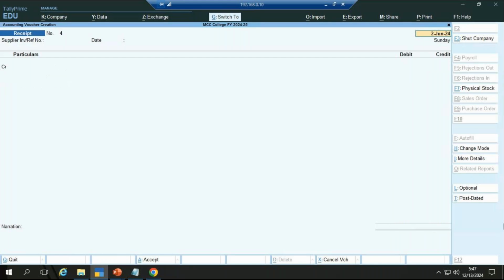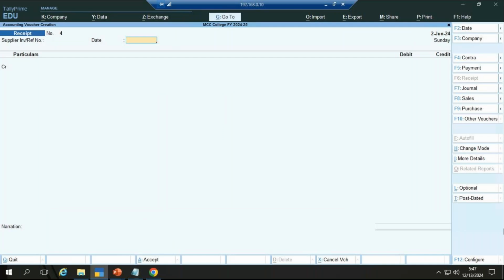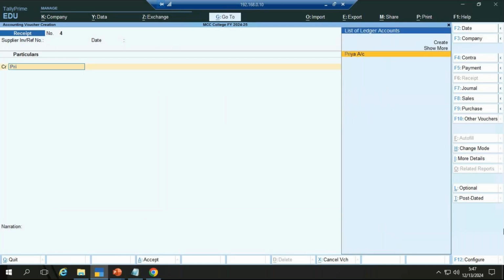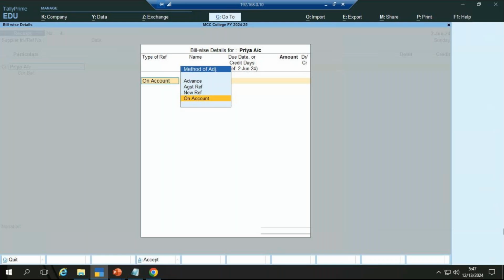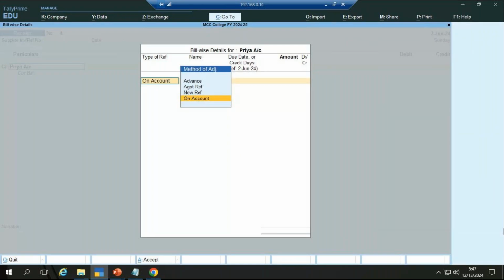Control A. Next. Received an SBI check of rupees 16,000 from Priya. Enter. So Priya is a giver, so credit the giver. Here you have to select on account. In upcoming classes we are going to discuss this method of adjustment. Currently you take it as on account. When you click on Priya's account, just work with me. Currently select on account.